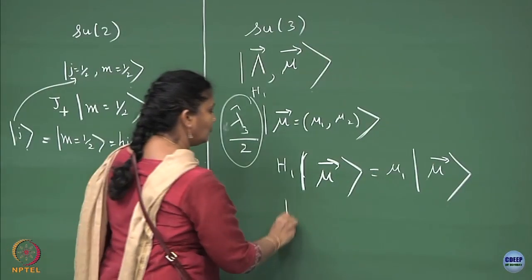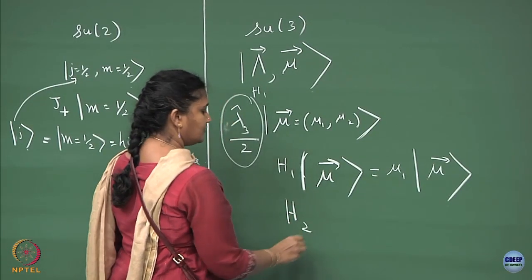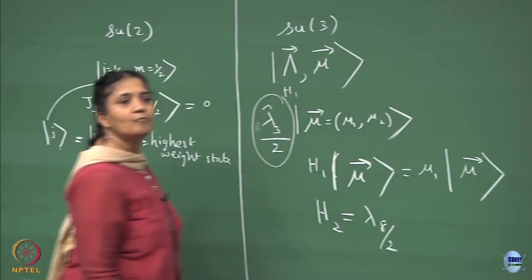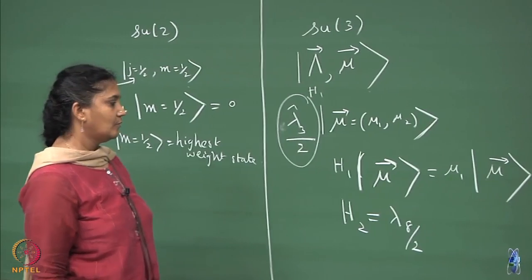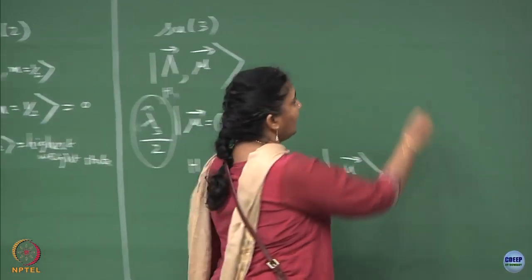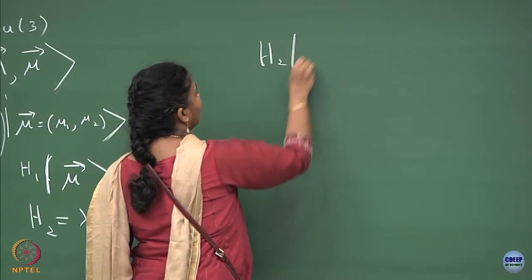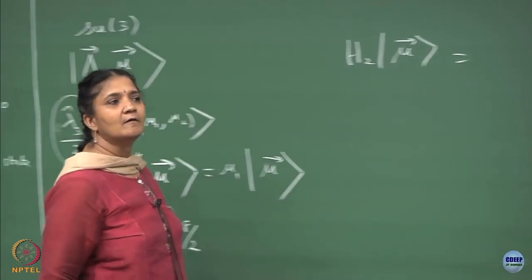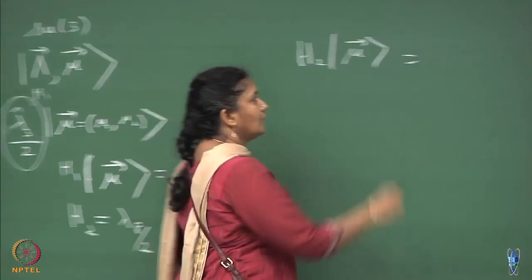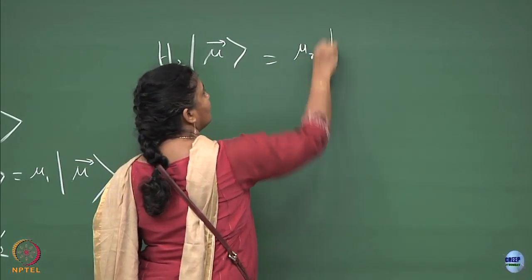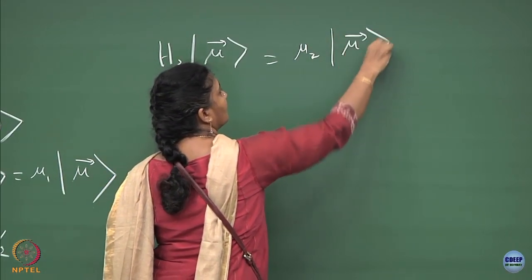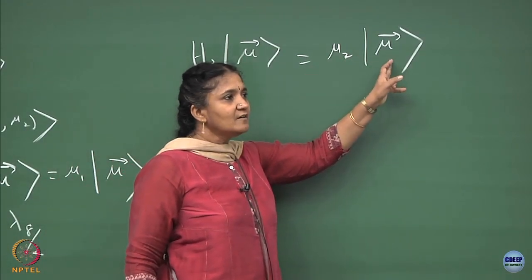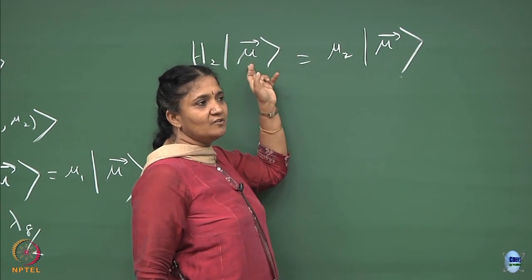Similarly, H2 is what? H2 is lambda 8 by 2 and H2 on mu vector will be mu 2 times mu vector. Mu 2 is the second component of the vector. So, there will be only two components for SU3.